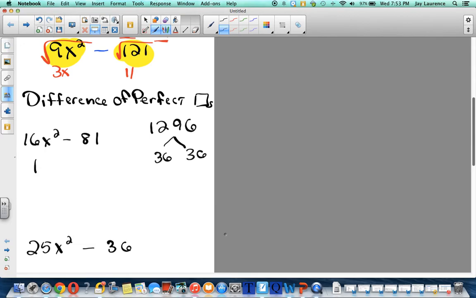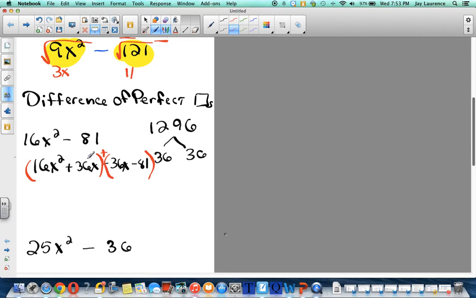So I could go 16x squared plus 36x minus 36x minus 81. And I could do my grouping thing, right? And this isn't really too hard to do. I mean, it's not that it's difficult. It takes a few minutes. Okay.